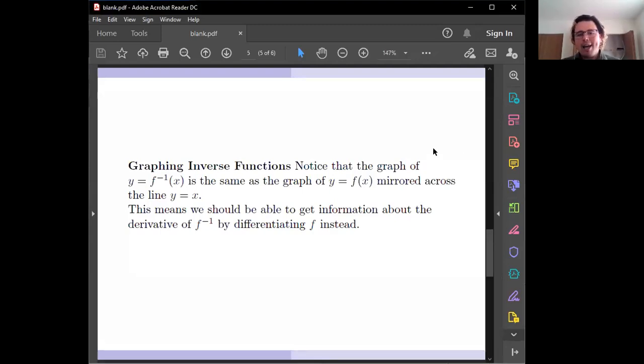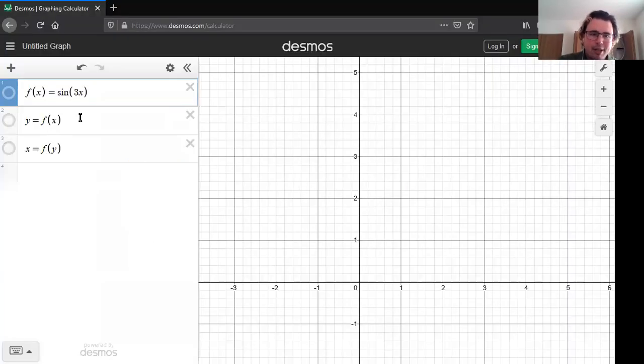So I was showing pictures of graphs, and I was saying that the inverse function has a graph which is the same as the graph of the original function, but flipped. Let me be more specific. The graph of the inverse function is mirrored across the line y equals x. So let's go ahead and see this in the graph.